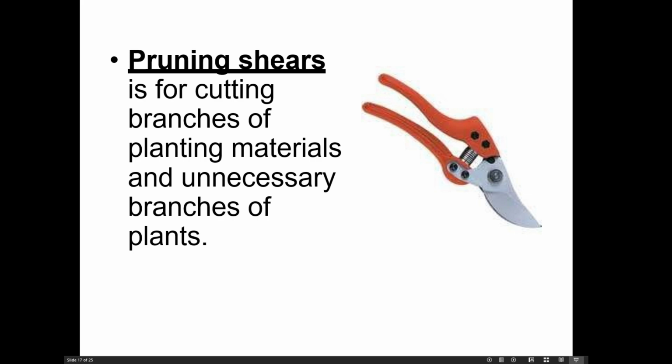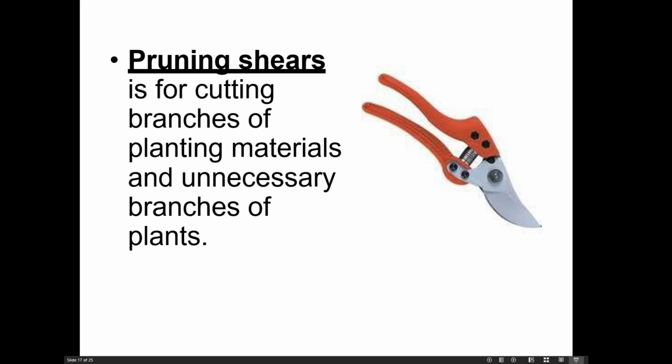Hindi kayo basta-basta gagamit lang ng gunting para putulin ang kung ano man na gusto nyo, kasi baka masira yung gunting nyo. So, pruning shears, this is designed for cutting branches of planting materials and unnecessary branches from plants. Kapag meron kayong ititrim, tawag doon trim class.